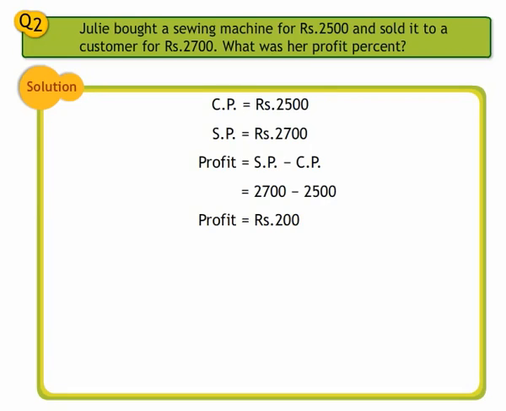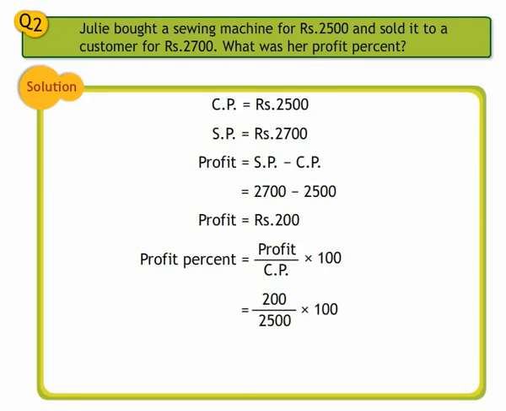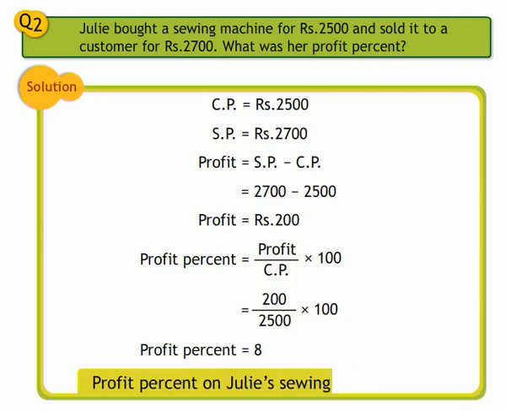We have to calculate profit percent. Profit percent is profit upon cost price into 100. Profit percent is 200 upon 2,500 into 100. We get profit percent as 8. Thus, profit percent on Julie's sewing machine is 8.